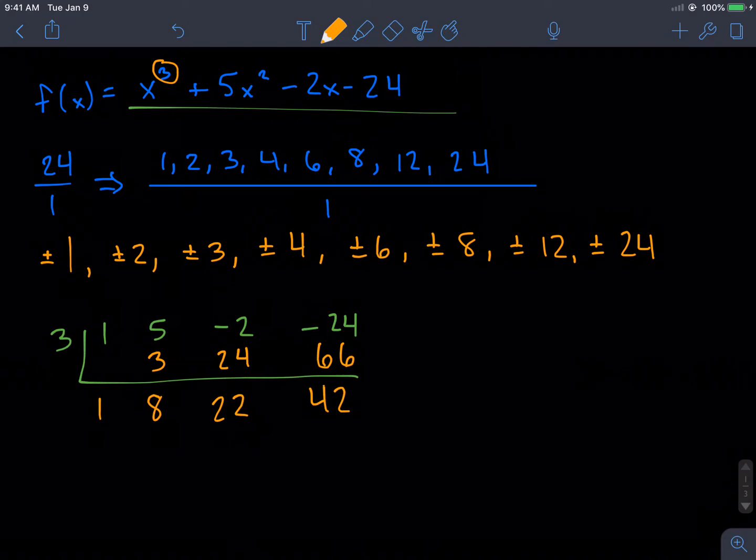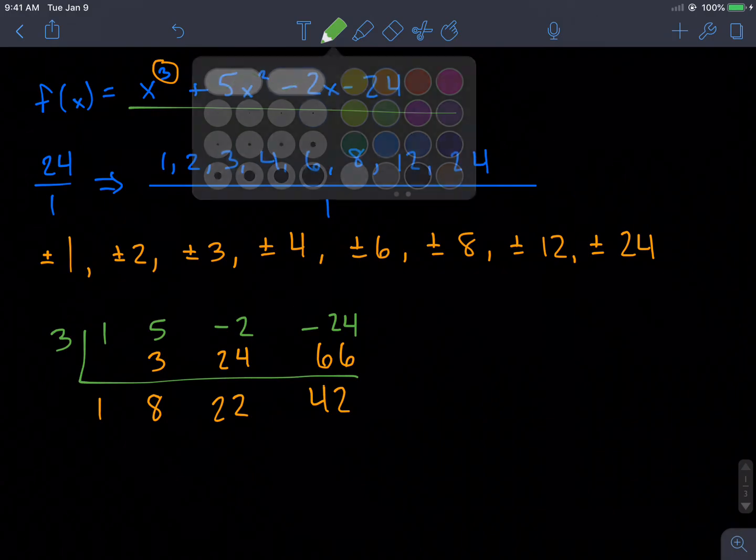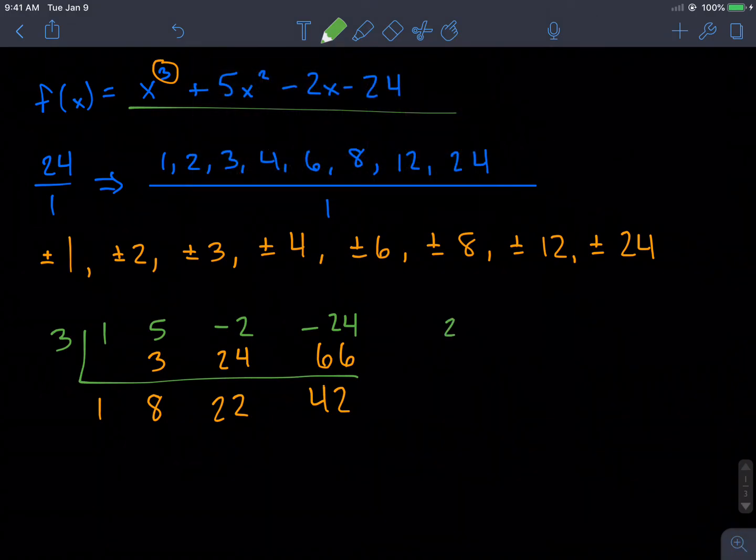So there's 1, 2, 3, 4, 5, 6, 7, 8, 16 things on this list, but 3 of them in there can work. So it's not like you're looking for the 1 out of the 16. So typically after just a few guesses, you'll find one. So let's try something else. How about 2? Let's plug in 2 and see if that works.